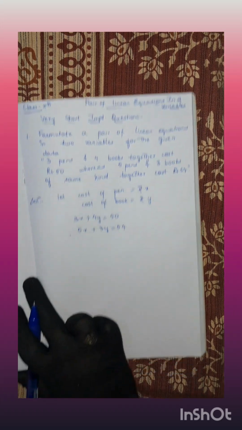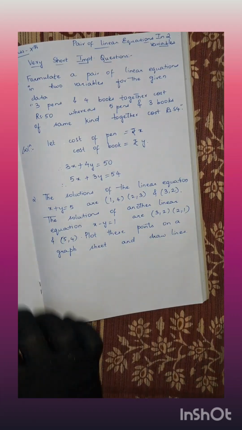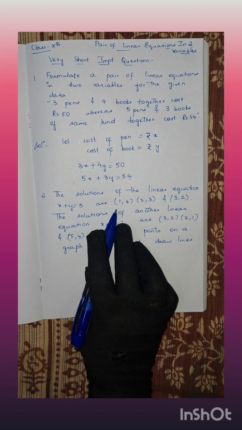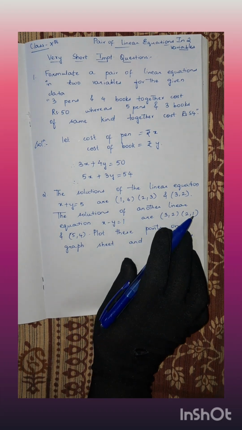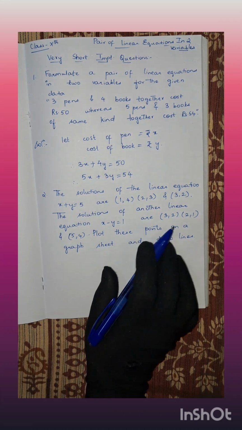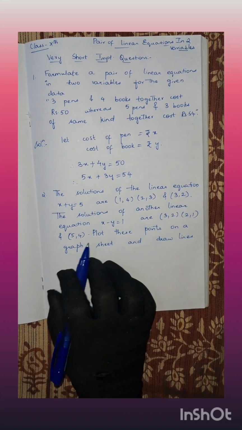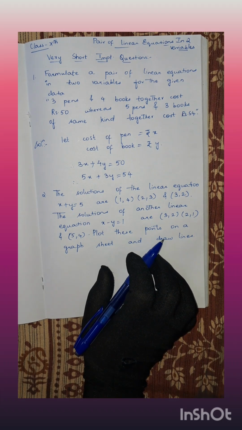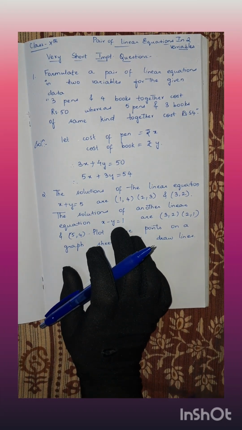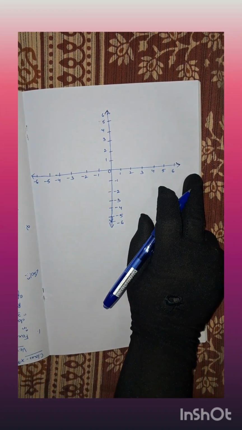And your next question is, the solutions of the linear equation x plus y is equal to 5 are (1, 4), (2, 3), (3, 2). The solutions of another linear equation x minus y is equal to 1 are (3, 2), (2, 1) and (5, 4). Plot these points on a graph sheet and draw lines. So here first you have to take a graph and plot the points. Let us draw the graph first. So this is nothing but a graph, and 1 to 6 I have drawn.